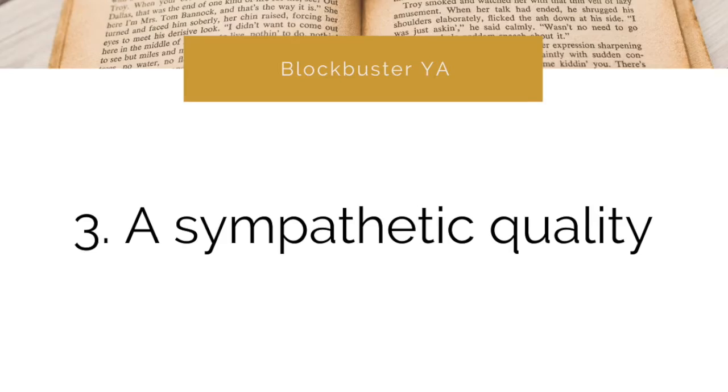3. A sympathetic quality. Something in their backstory should make the reader identify with them, or at least understand how they came to be so flawed. For example, in Harry Potter, Voldemort had a lonely childhood devoid of love. Learning this gives the reader a revelation about why he's so horrible and adds a realistic dimension to his character. Because people don't just randomly become evil, something makes them that way.